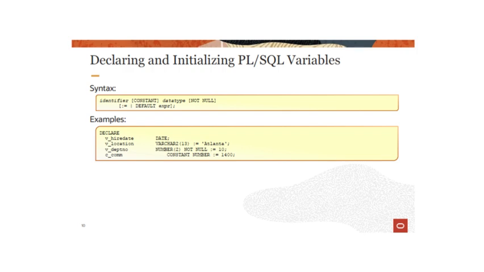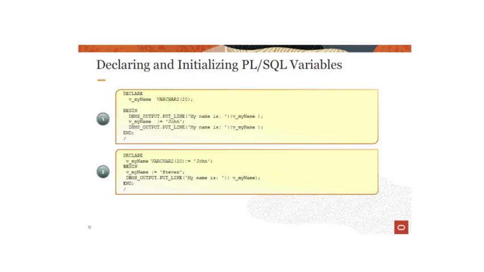EXPR is any PL/SQL expression that can be a literal expression, another variable, or an expression involving operators and functions. Default is the predefined default value that every data type has. You can initialize the variable of a data type to a default value by using DEFAULT during declaration. Initializing is assigning an initial value to the variable. In the slide, we demonstrate the difference between initializing and declaring.